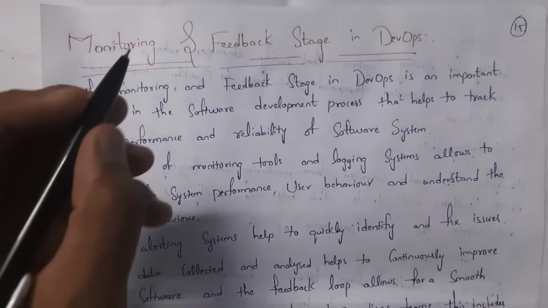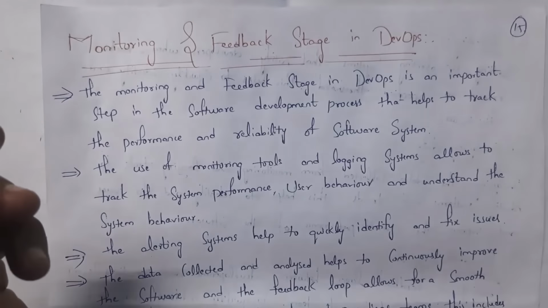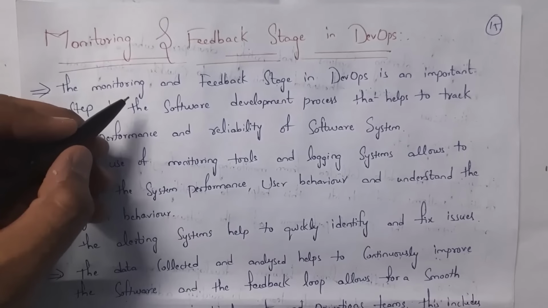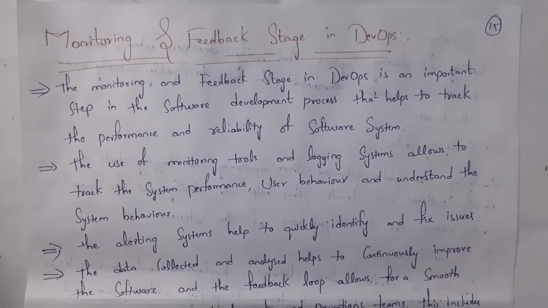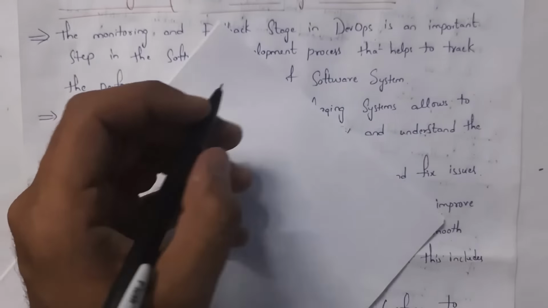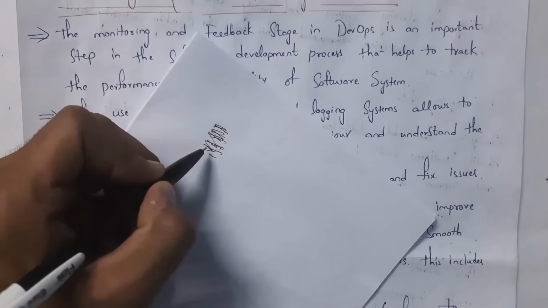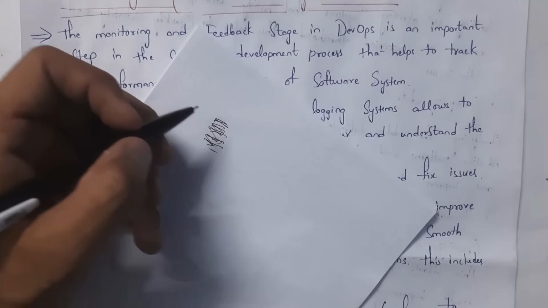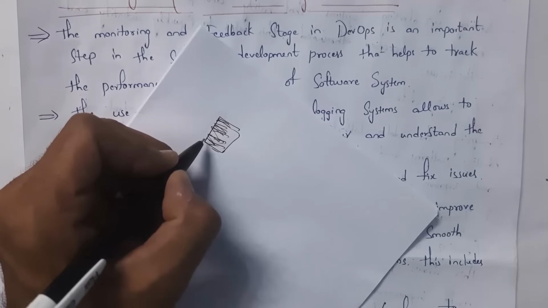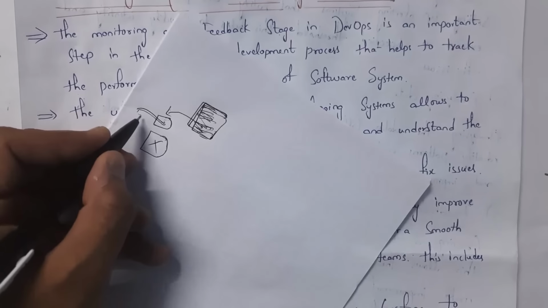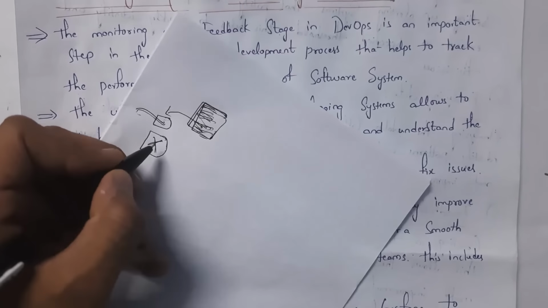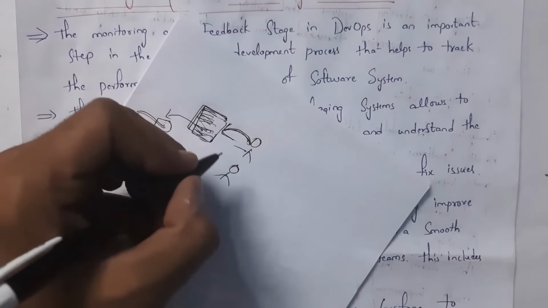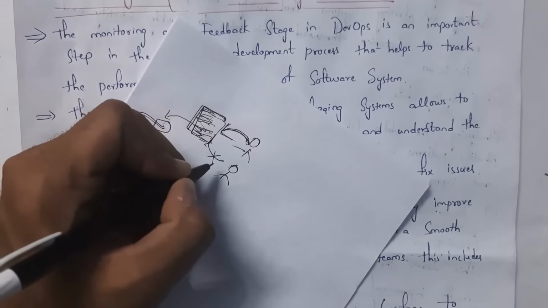Next I will explain the monitoring and feedback stage in DevOps. Guys, the monitoring and feedback stage is one of the important stages in the software development process because we can track our software performance. Whenever we develop any software, there is still a chance for errors. Software will not work correctly all the time. For example, I developed one software. The software may work in one system or may not work in another system. For example, one user can access the software whereas another user cannot.